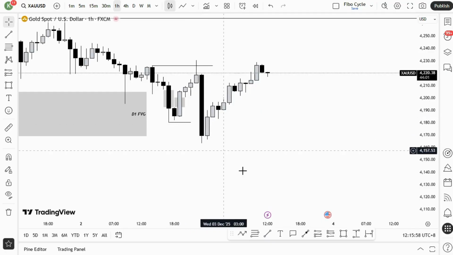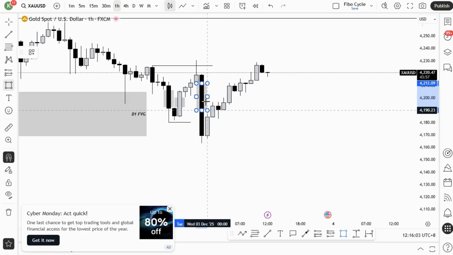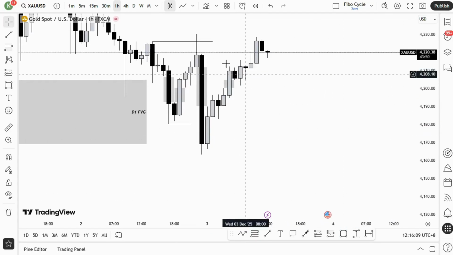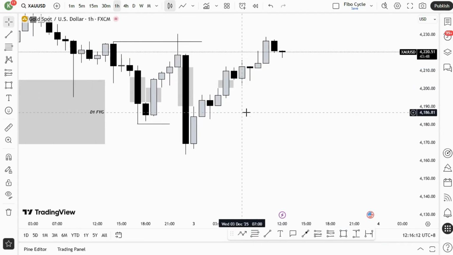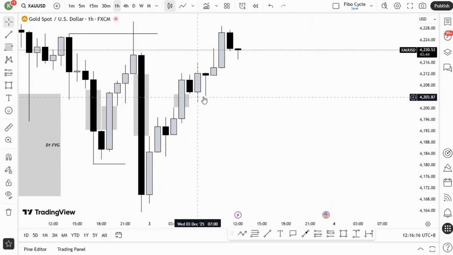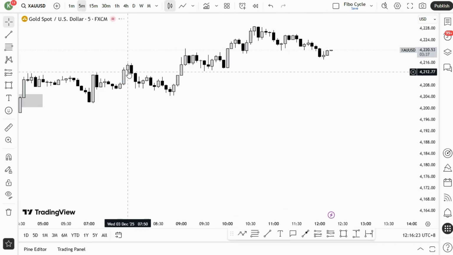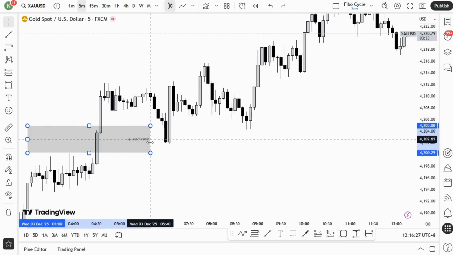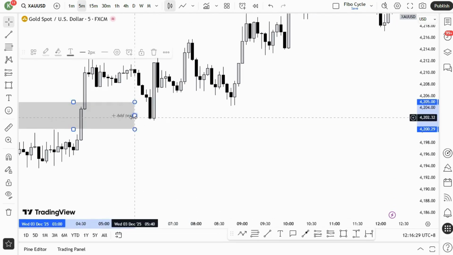And after sweeping the low, price formed a sharp turn to the upside in H1, right? So this was the area of my entry. When price formed this H1 FVG, price had formed this H1 FVG. So based on this H1 FVG, I scaled down to M5 to see if there was any trade, and we could see that in M5 there was a sharp turn. This is the H1 FVG.